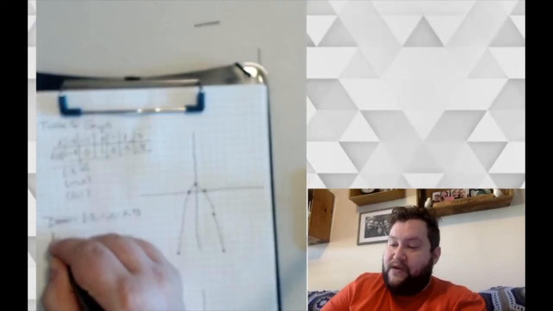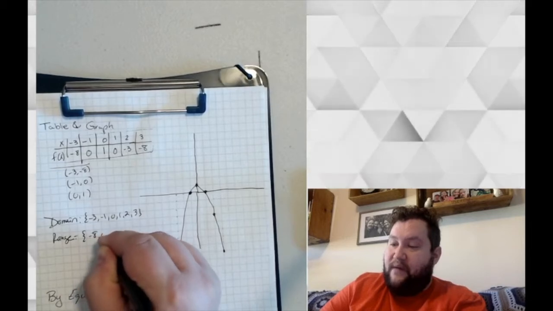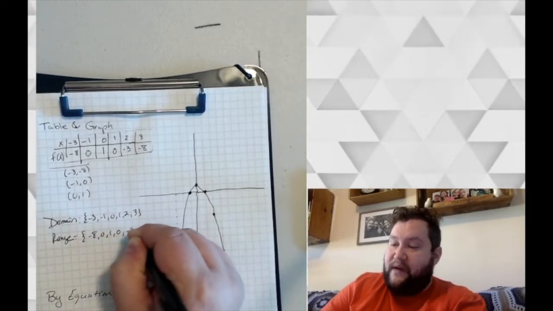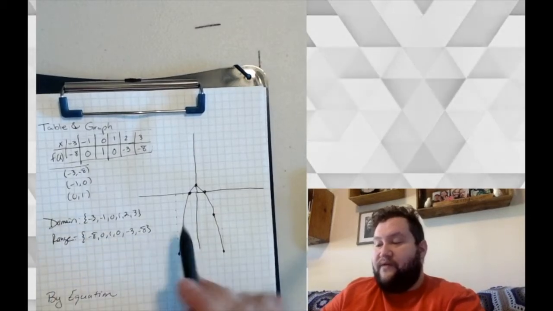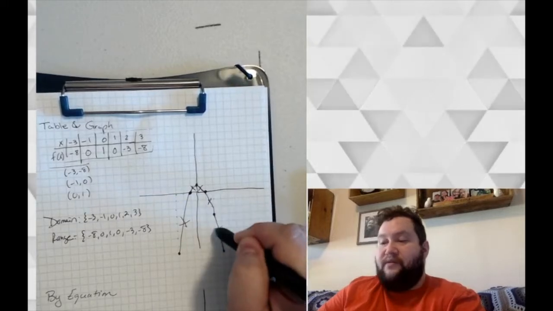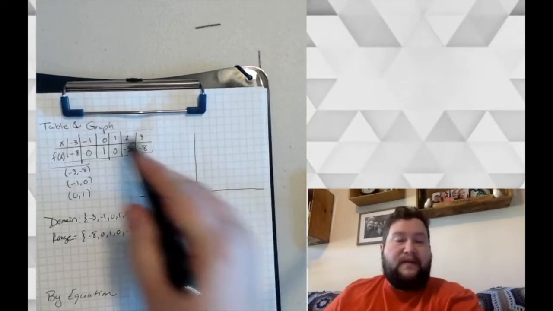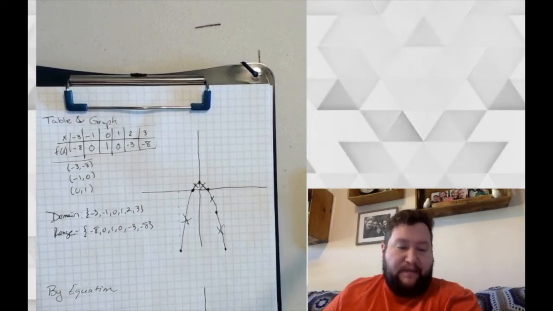And our range is literally -8, 0, 1, 0, -3, -8. If this were our domain and range, we couldn't fill this in. And so maybe I shouldn't have, because we don't know what equation, if any, is underlying this table.